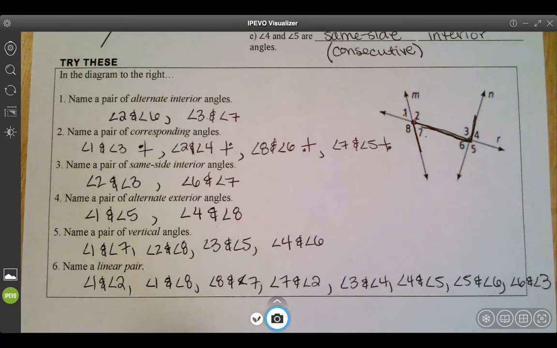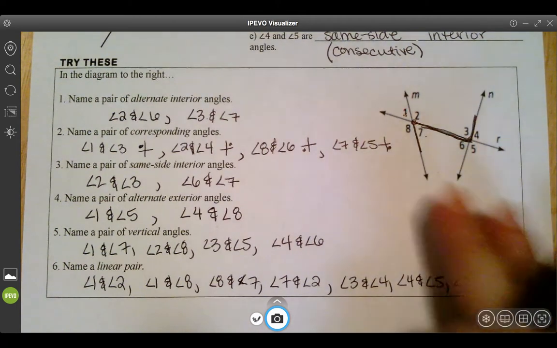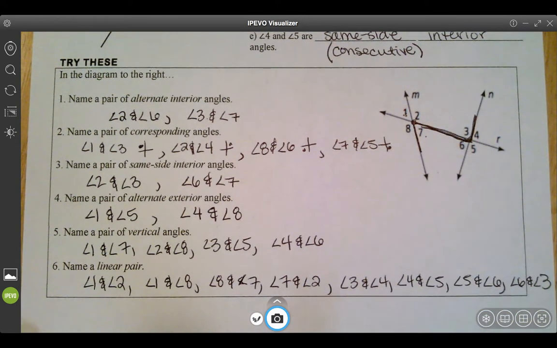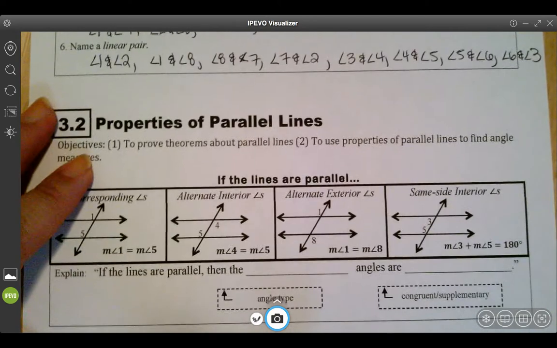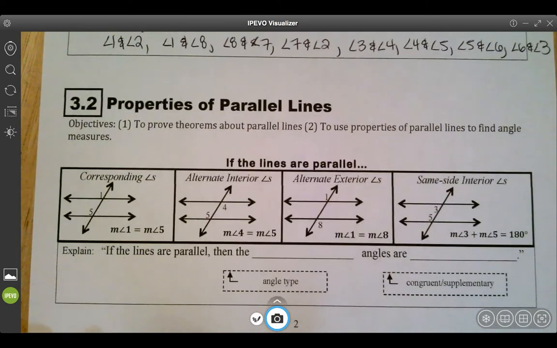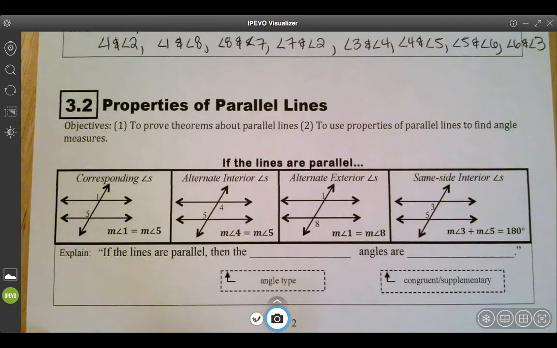Okay, now for section 2, we're looking at this same concept with transversals, but we're putting specifically the special case of if those two lines were parallel. So let's take a look at section 2. And the first thing we want to do is remember that what it means to be parallel is that these two lines will never intersect, right? They have the same slope, and so they create the same angles. And we're going to talk about those special angles.